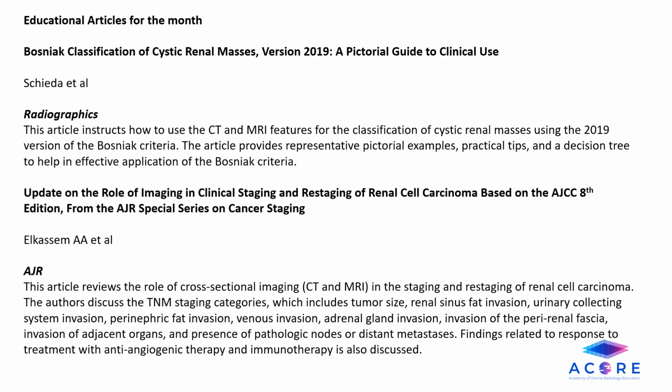We also have two wonderful educational articles for the month. The first one is from Radiographics, going over the Bosniak classification of cystic renal masses, version 2019, and a pictorial guide to clinical use. The second article is from the AJR, and it is an update on the role of imaging in clinical staging and restaging of renal cell carcinoma, based on the AJCC 8th edition.